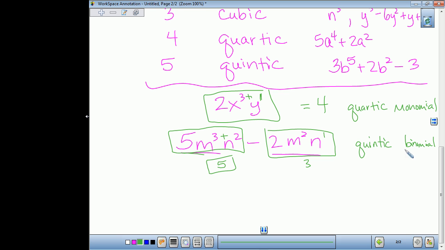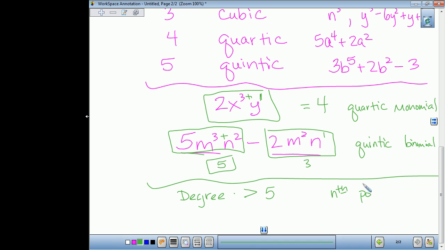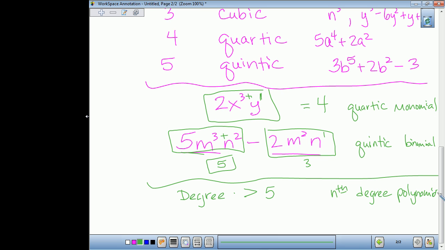There are more names, but what we do if the degree is greater than 5 is just call it an nth degree polynomial. Okay, so let me give you an example. If the degree is greater than 5, let's say I gave you 2x squared y to the 4th. What degree is that? We would call this a 6th degree monomial.